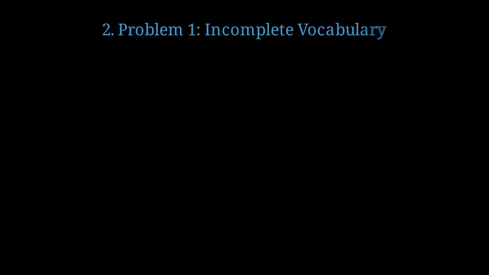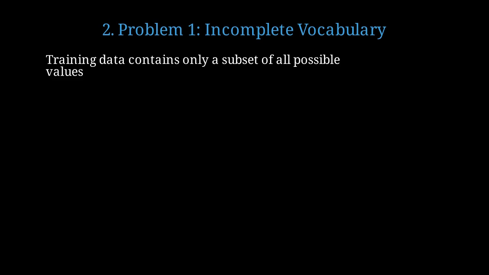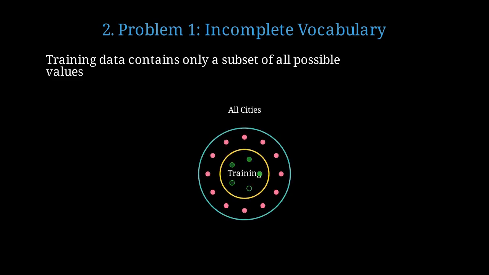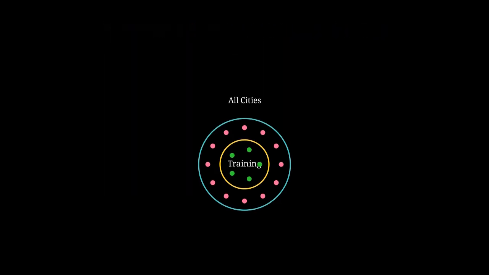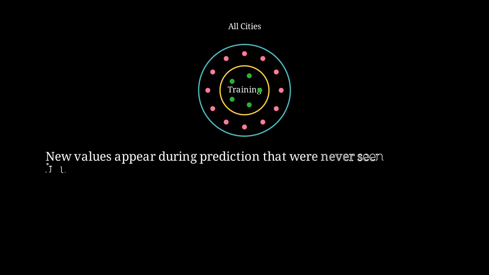The first major problem is incomplete vocabulary during training and prediction. Your training data might contain only a small subset of all possible categorical values that exist in the real world. Imagine all possible cities as the large circle, but your training data only includes cities in the small circle. What happens when you encounter a new city? During prediction, new categorical values appear that the model has never seen during training, causing errors or requiring model retraining.